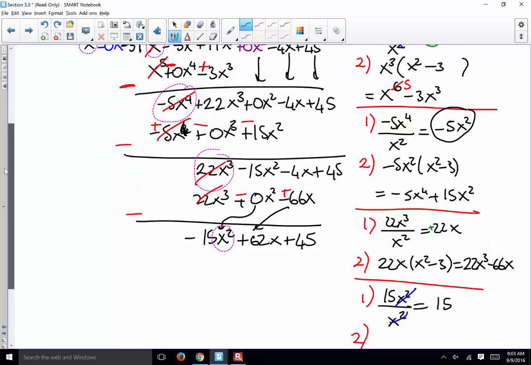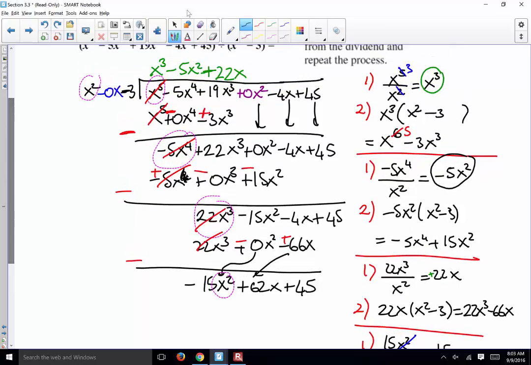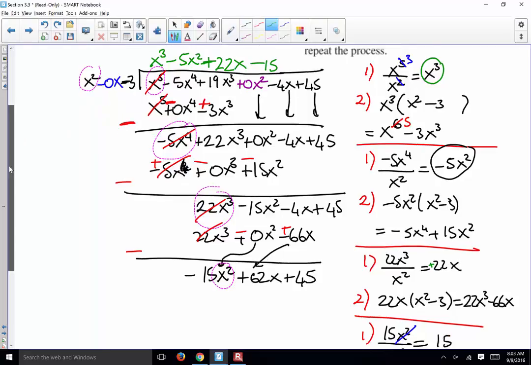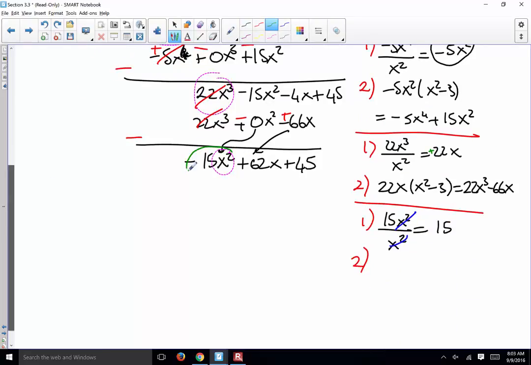So I put here 15 then. Yes, this is not positive 15. It's minus. So I made a mistake. The leading term is not just plus 15, but it's minus 15x squared. Alright, so that means I take minus 15 and multiply by the divisor, which is x squared minus 3. End up getting minus 15x squared plus 45.